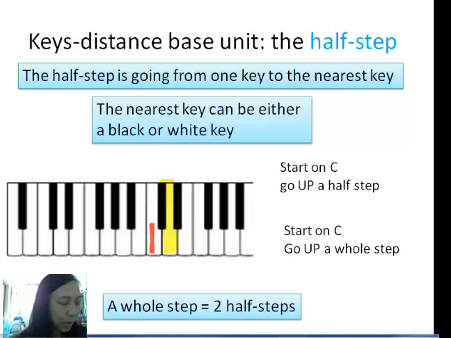So now, why do we learn distances? And how do we represent those keys on a staff?